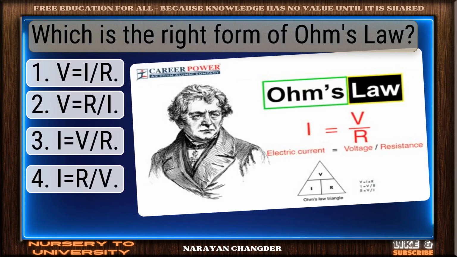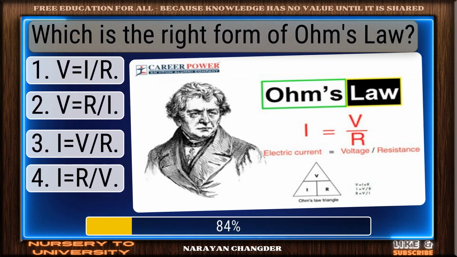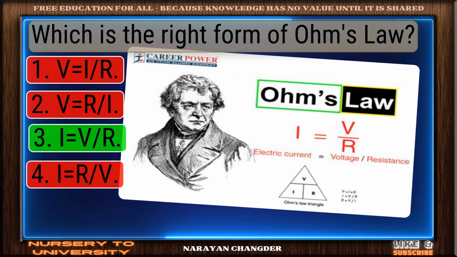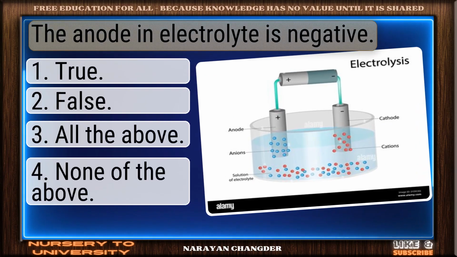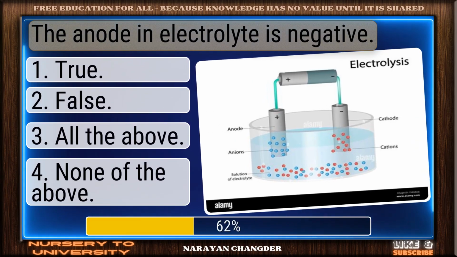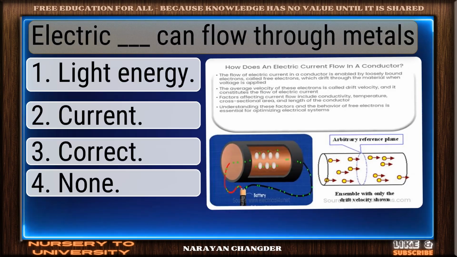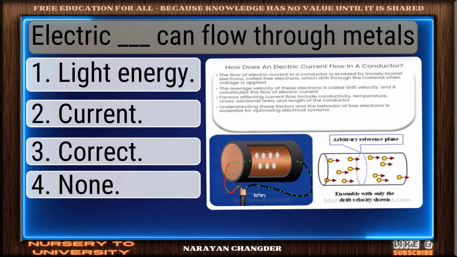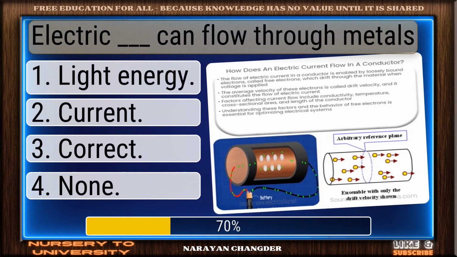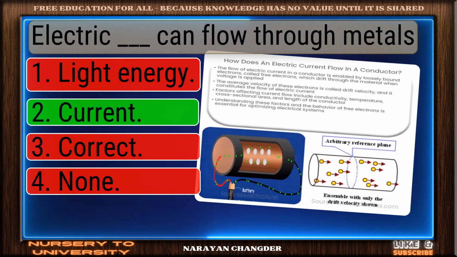Question number 178. Which is the right form of Ohm's law? Great job. I equal to V by R is the accurate answer. Question number 179. The anode in electrolyte is negative. Great thinking. False is the right choice. Question number 180. Electric dash can flow through metals. Perfect. Current is the correct choice.